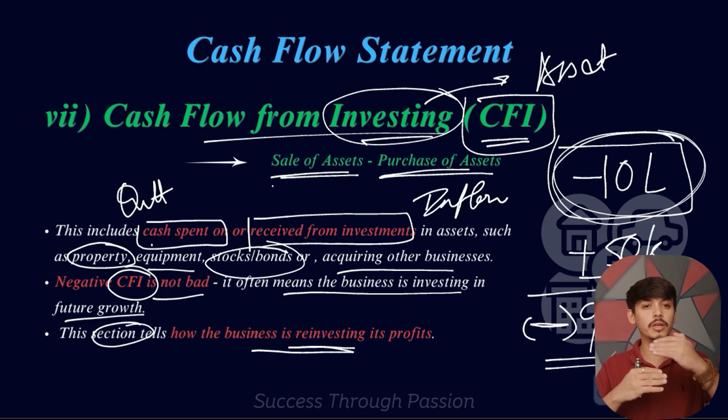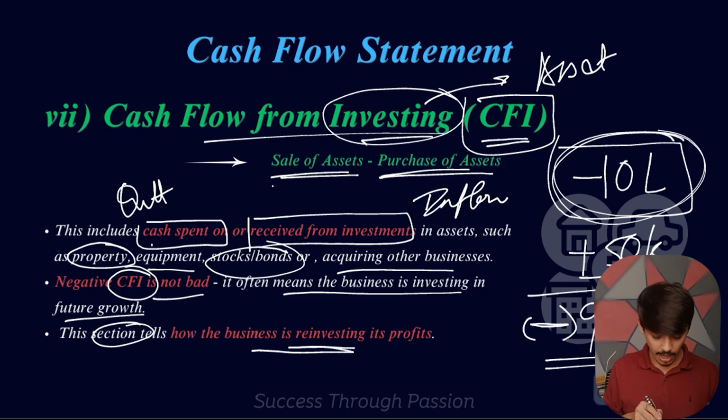And that way you keep on multiplying those assets and multiplying your revenue at the same time. So the first profit that you generated, you added more assets into your business, you generated more profit, you generated more assets, and that's how the cycle goes on. And this CFI will help us understand how the business is reinvesting its profit. That is about cash flow from investing.